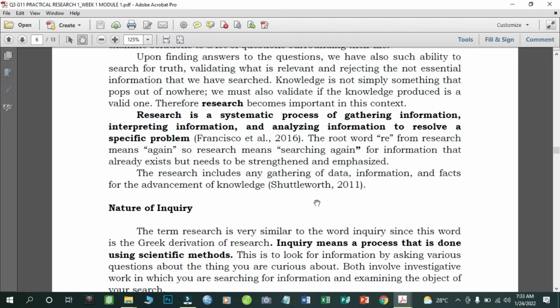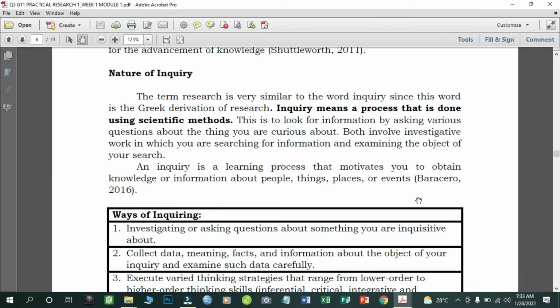It's by Shuttleworth 2011. Let's now go to the nature of inquiry. The term research is very similar to the word inquiry, since this word is the Greek derivation of research. Inquiry is a process that is done using scientific methods, to look for information by asking various questions about the thing you are curious about. Both involve investigative work in which you are searching for information and examining the object of your research. An inquiry is a learning process that motivates you to obtain knowledge or information about people, things, places, or events. That is by Bracero 2016.